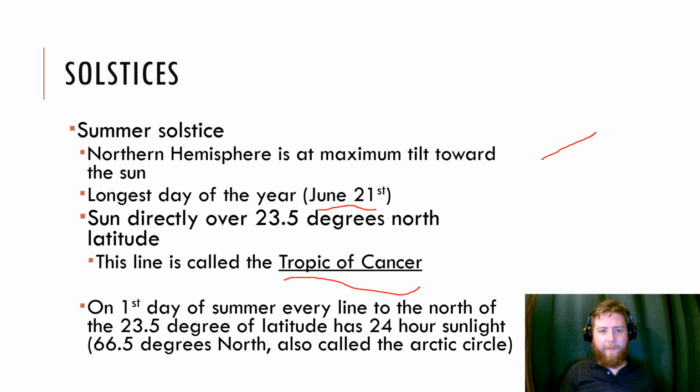On the first day of summer, which is this day, every line to the north of the 23.5 degree line of latitude has 24 hours of sunlight. So anything 66.5 degrees north or more, which we also refer to as the Arctic Circle. So parts of Alaska, Canada, Greenland, Russia, all of these get that 24-hour cycle of daylight during this time.